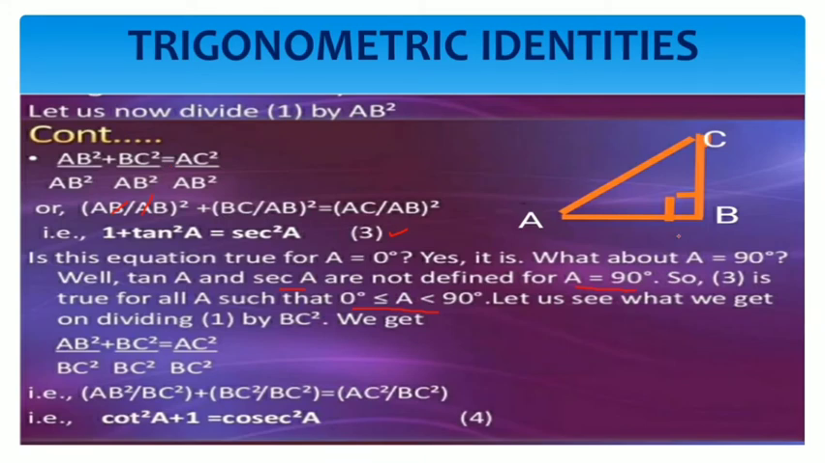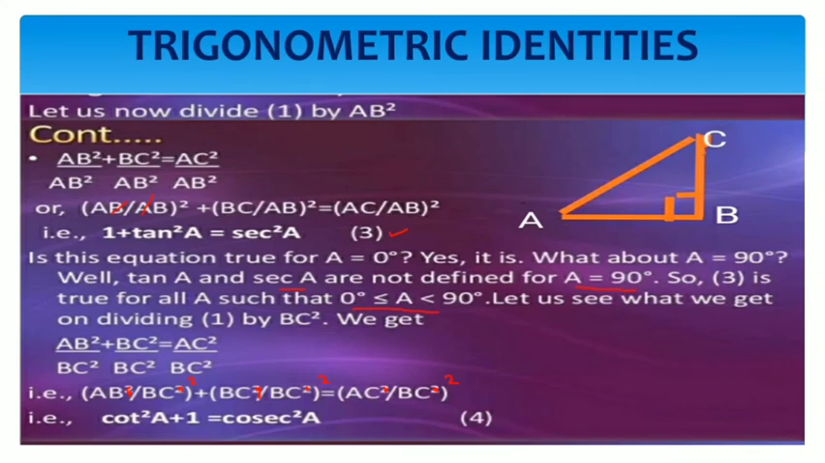Now in the third step, we will divide the equation obtained by Pythagoras theorem by BC square. So we will obtain this statement, AB square upon BC square plus BC square upon BC square equal to AC square upon BC square. Now this we can write as AB upon BC whole square, this we can write as BC upon BC whole square, and this we can write as AC upon BC whole square. Minor changes are done.